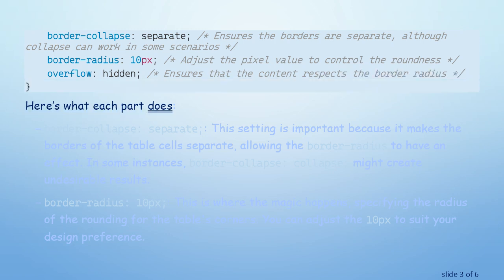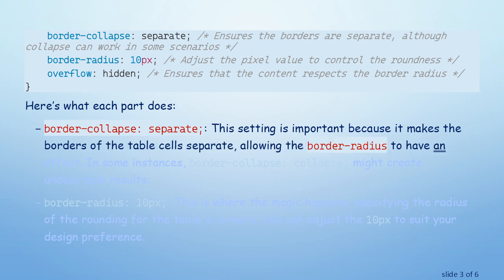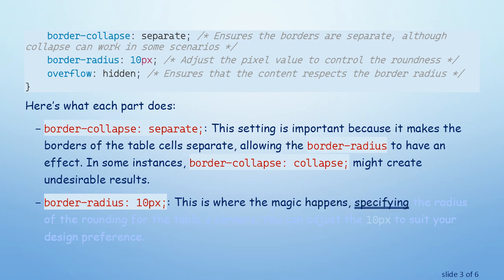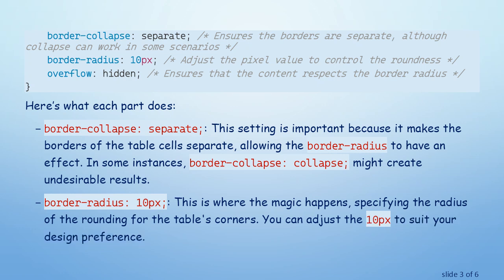Here's what each part does. Border collapse: separate. This setting is important because it makes the borders of the table cells separate, allowing the border radius to have an effect. In some instances, border collapse might create undesirable results. Border radius 10px. This is where the magic happens, specifying the radius of the rounding for the table's corners. You can adjust the 10px to suit your design preference.